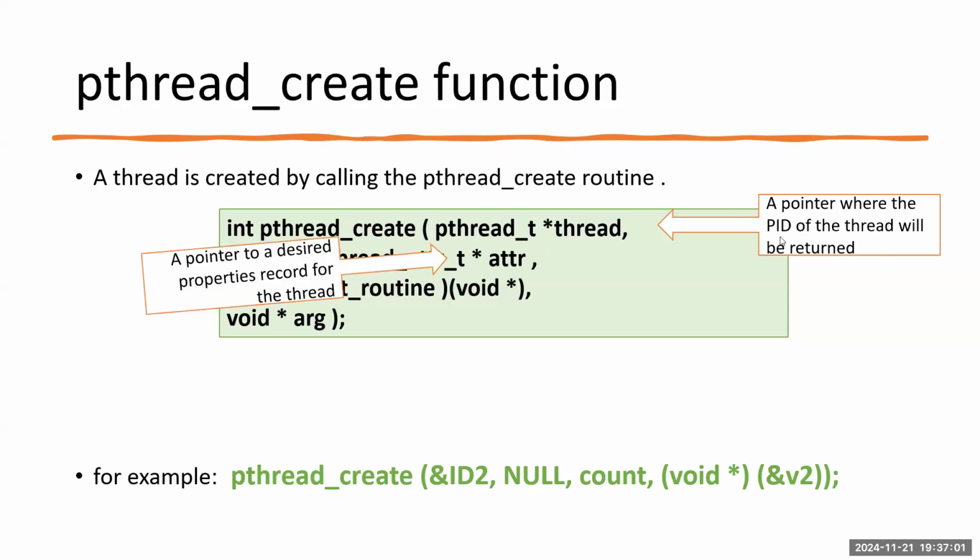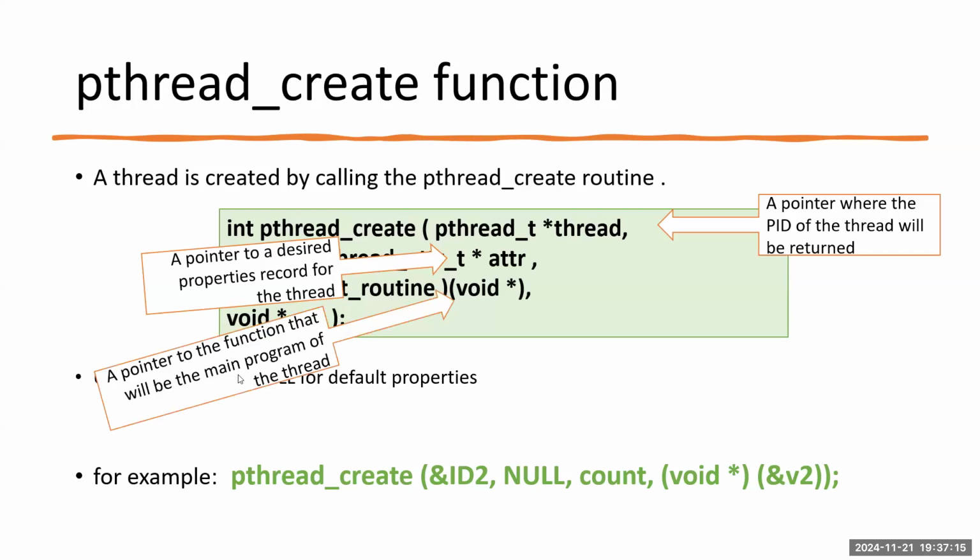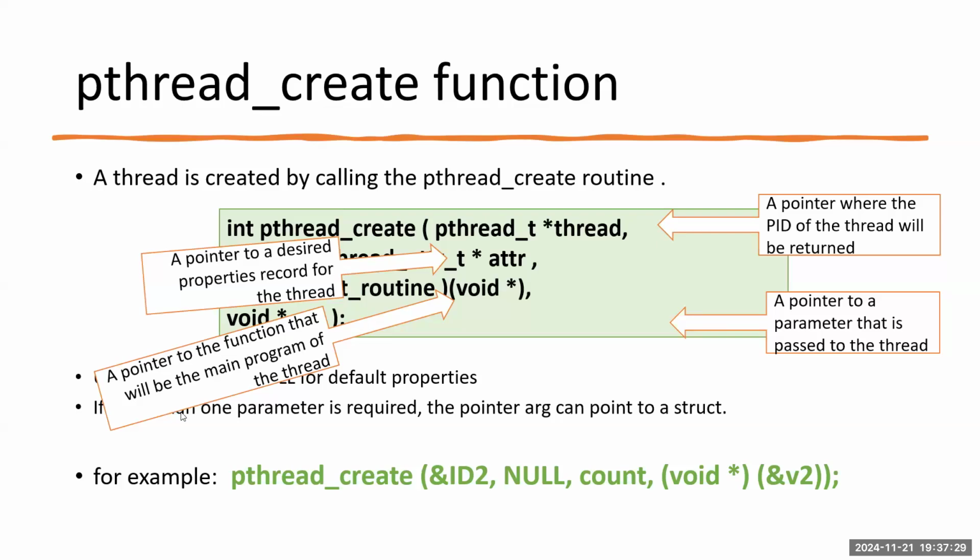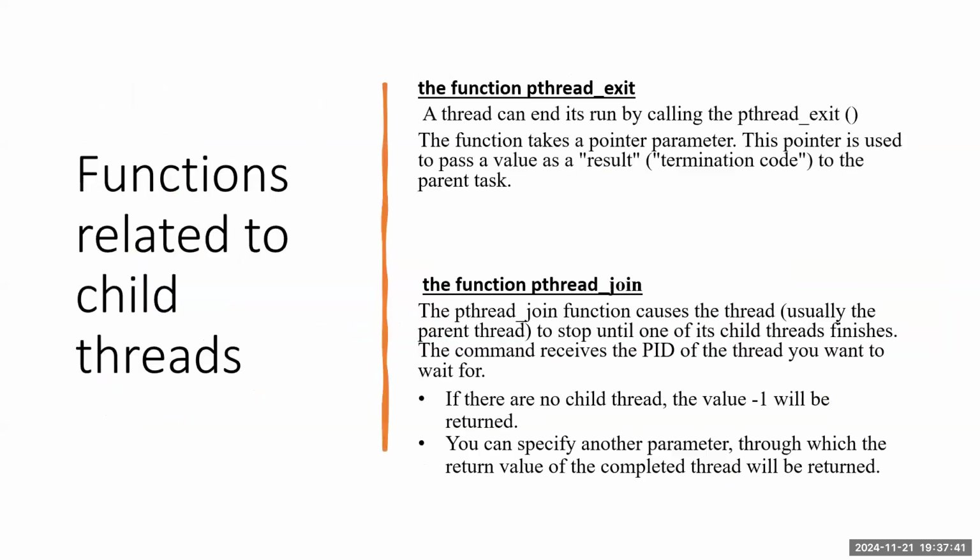Okay, so I explained that, pointer to where the ID of the thread will be returned, that's this ID. Pointer to desired properties, well, we're going to give it null. Usually attribute will be null with default properties. A pointer to the function that will be the main program of the thread, that's this count here. And then finally, a pointer to the parameter that is passed through, that's the v2. It's hard to read, but the one parameter is required, the pointer arg can point to a struct, right? We can only put one value here, but that value could be a struct, so there are many values inside it.